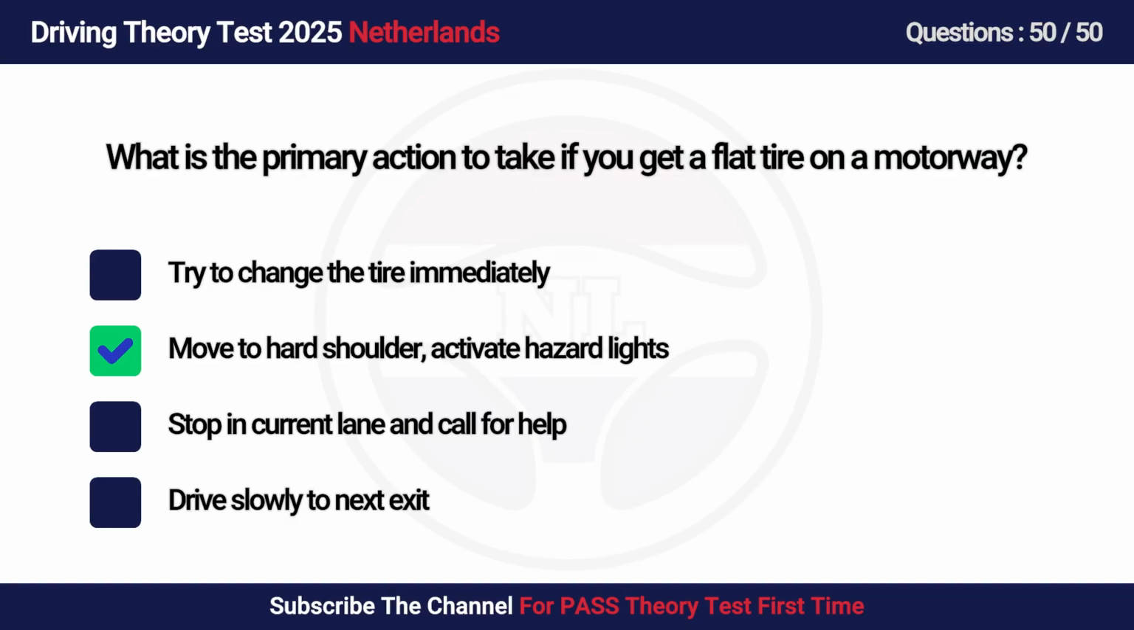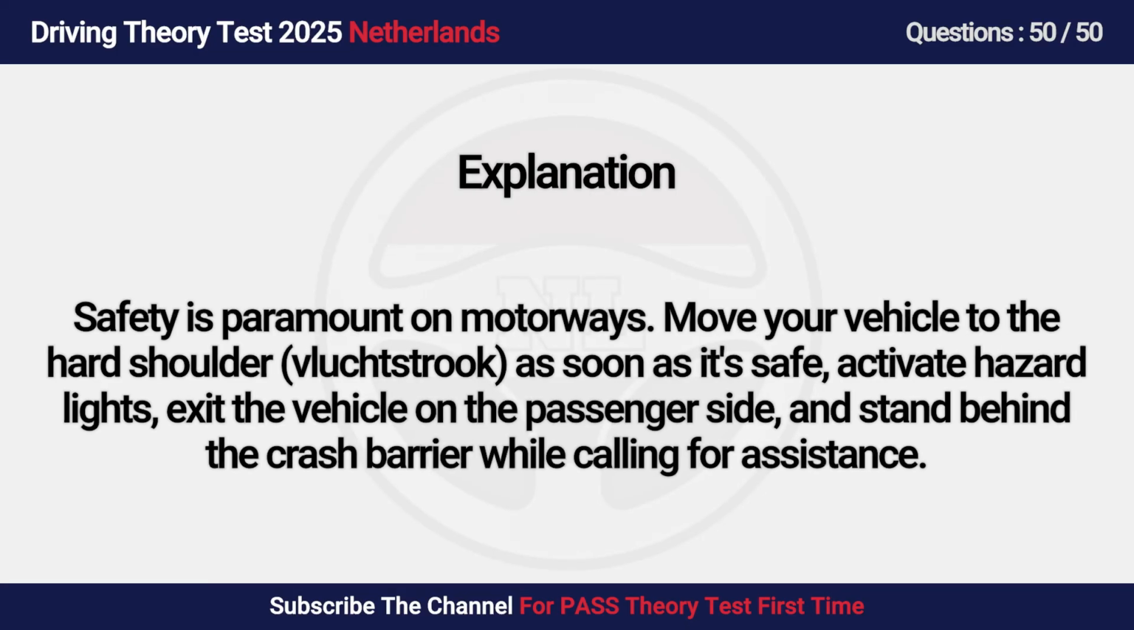Answer is B. Move to hard shoulder, activate hazard lights. Safety is paramount on motorways. Move your vehicle to the hard shoulder as soon as it's safe, activate hazard lights, exit the vehicle on the passenger side, and stand behind the crash barrier while calling for assistance.